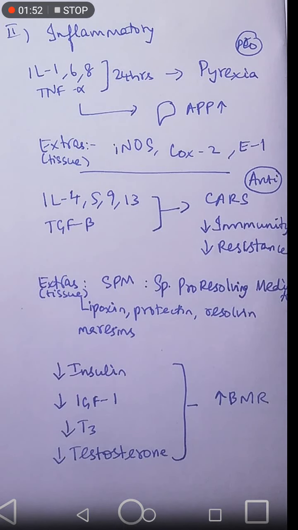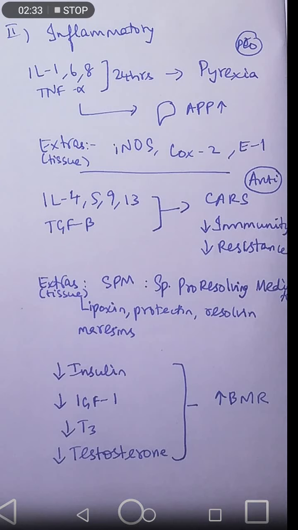And then the anti-inflammatory ones are interleukin 4, 5, 9 and 15 and TGF beta. I know there are a lot of numbers, guys, but let me tell you, 4 plus 5 is 9, so 4 and 5 come here, and 9 plus 4 again, the first number 4, you get 13. So 4, 5, 9 and 13 are going to be responsible for CARS, guys. As you know already, compensatory anti-inflammatory response syndrome. It is going to reduce the immunity and the resistance of the host and make it more susceptible to infections. Nosocomial infections occur after that.